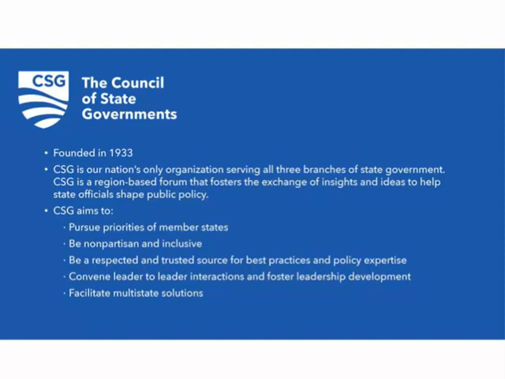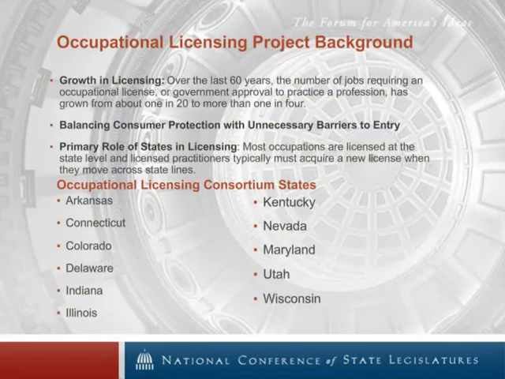Thank you, Dan. Well, thank you to our partners. We are very excited to be working with them on this project, Occupational Licensing, Assessing State Policy and Practice. In January, the partners were awarded a grant from the U.S. Department of Labor's Employment and Training Administration to examine occupational licensing in the states. Jobs that require an occupational license, which is government approval to practice a profession, have grown significantly over the last 60 years from 1 in 20 to almost 1 in 4.